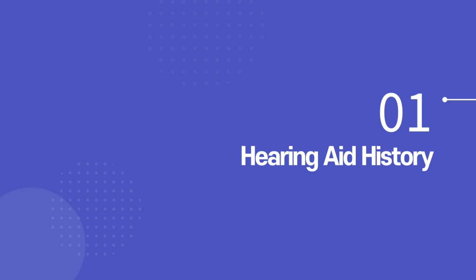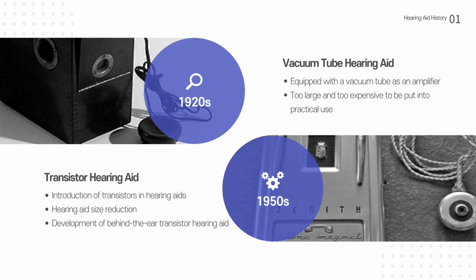A hearing aid equipped with a vacuum tube was developed as an amplifier in the 1920s, but it was too large and expensive to be put into practical use. When the transistor was introduced into the hearing aid in the 1950s, the size of the hearing aid became smaller and could be reduced to the size of a cigarette pack, and an earring-type transistor hearing aid was also developed.